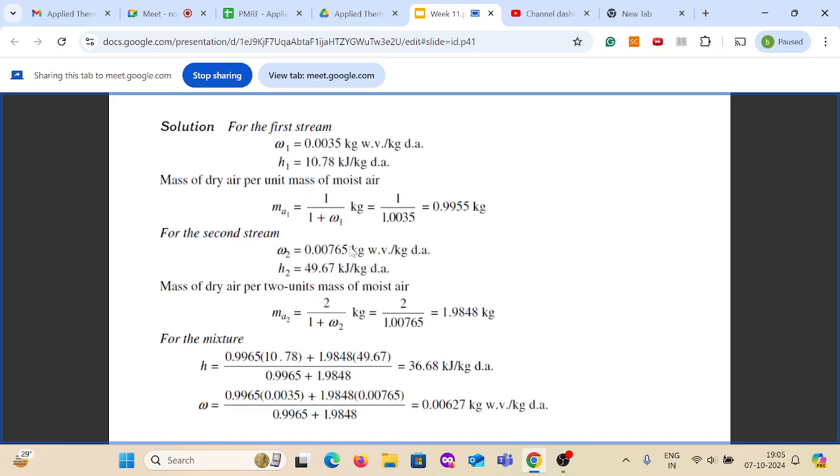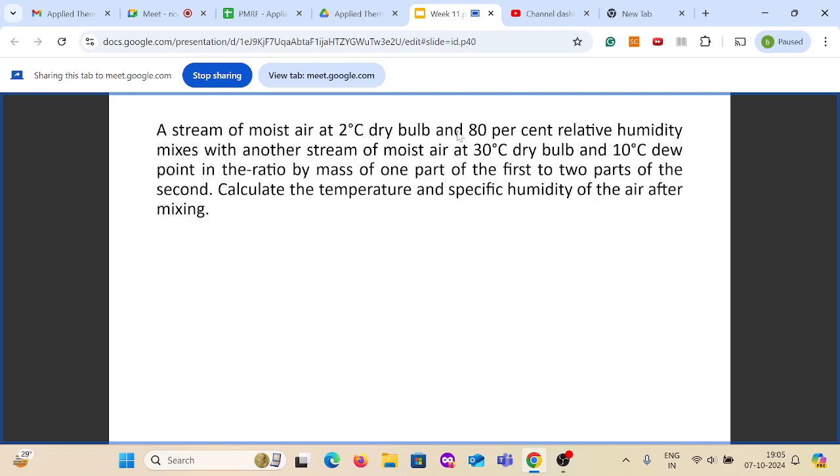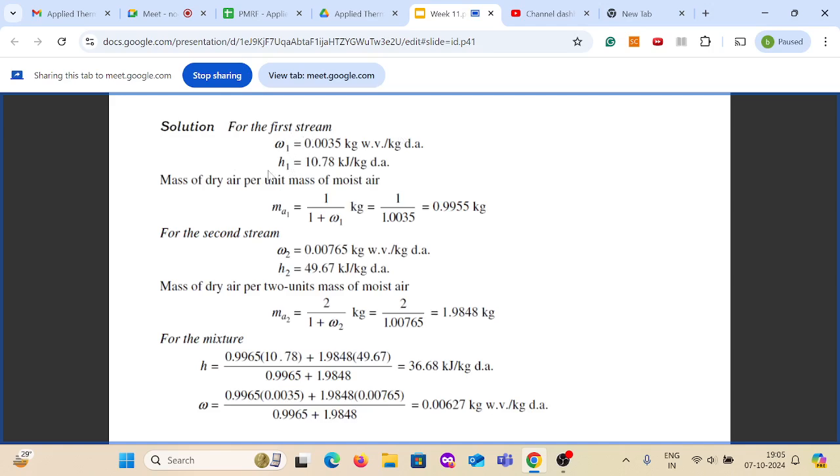So we will find out the individual properties first for each of the streams. So for the first stream, for the given condition of 2 degrees Celsius and 80% relative humidity, your specific humidity is 0.035 kg of water vapor per kg of dry air, and enthalpy is 10.78 kilojoule per kg of dry air. This we can straight away get from the psychrometric chart. Next is the mass of dry air per unit mass of moist air.